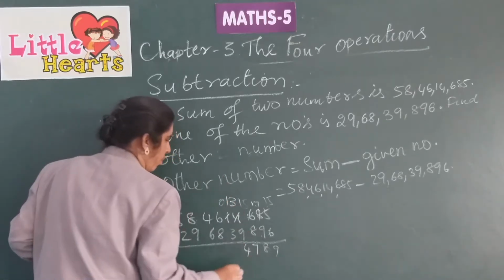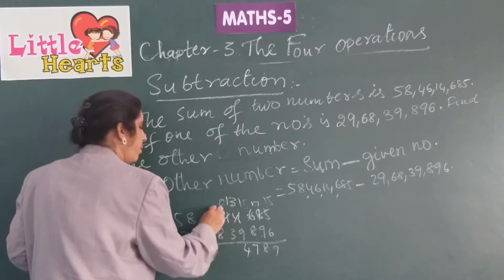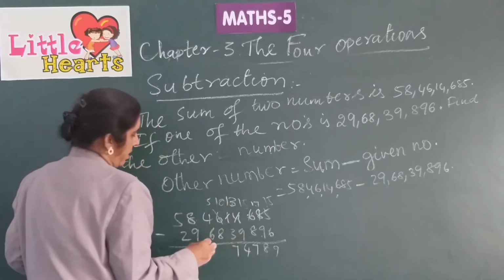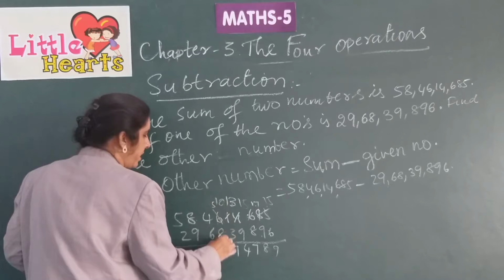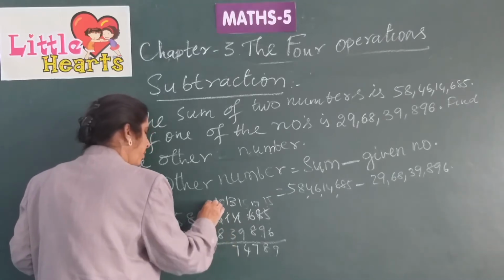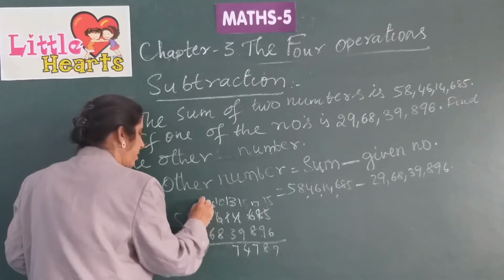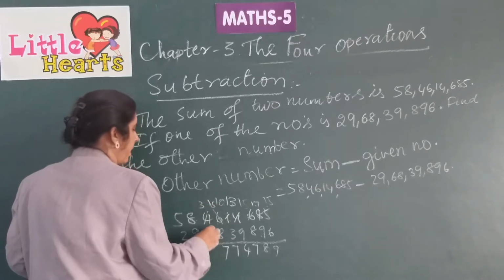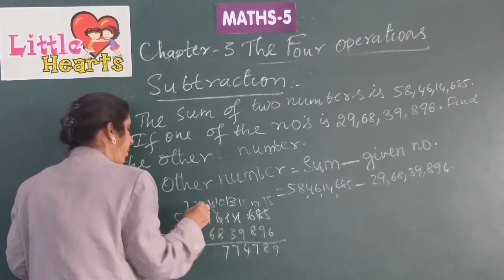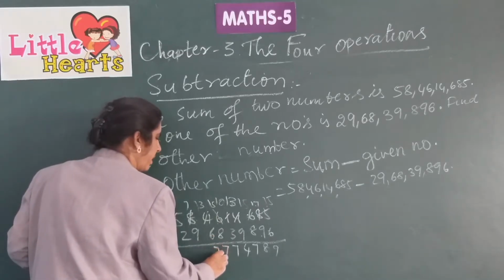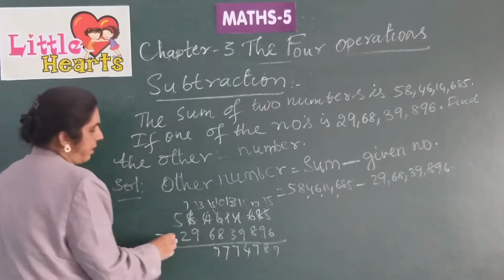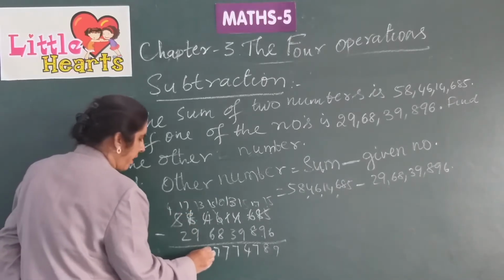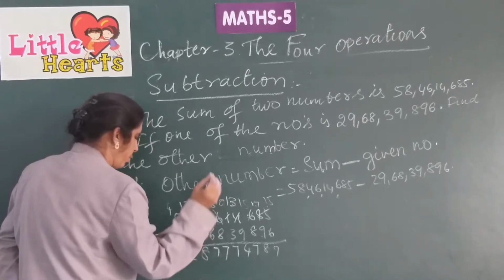13 minus 9, 4. 0 minus 3. So we should borrow again 5, this becomes 10. 10 minus 3 is 7. 5 minus 8, this becomes 15. To subtract 8, again borrow from here. 15 minus 8 is 7. And 3 minus 6, again borrow from here. 3, 13 it becomes. 13 minus 6, 7. And again 7 minus 9, borrow from this becomes 4, 17. 17 minus 9, 8. 4 minus 2, 2.